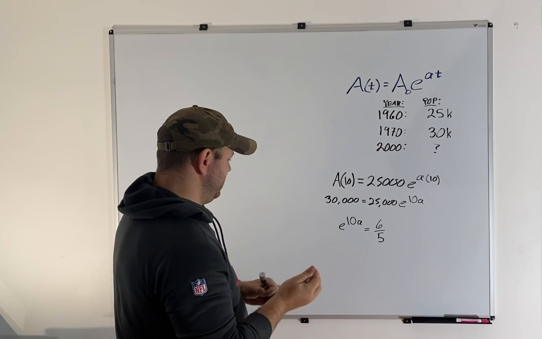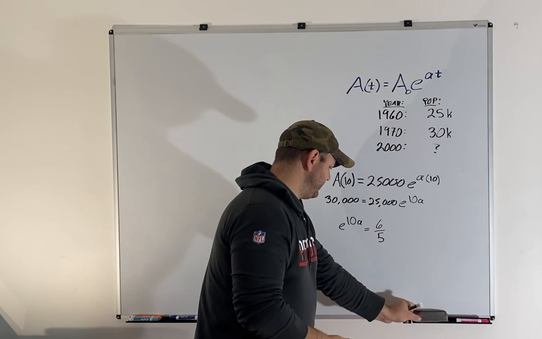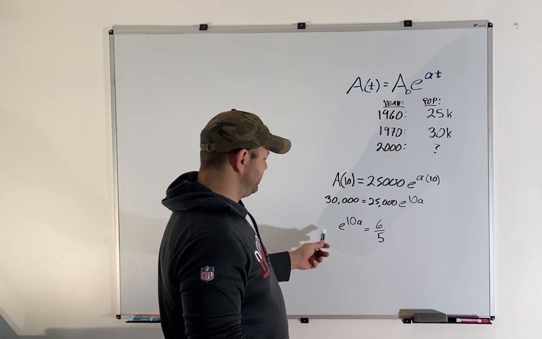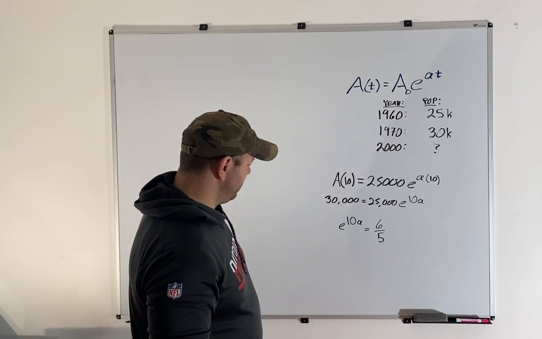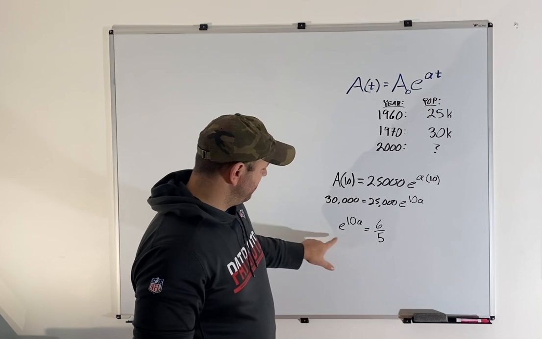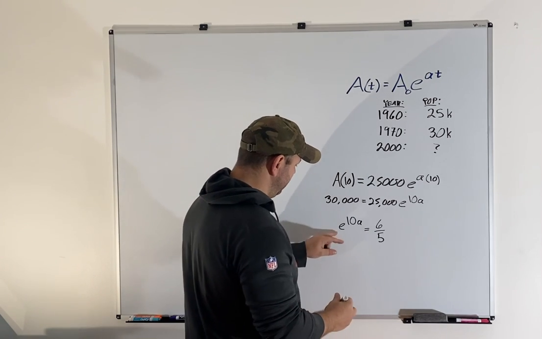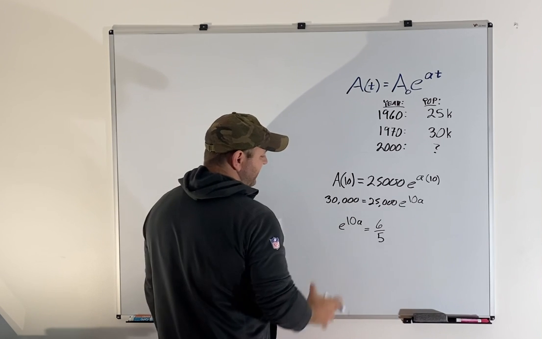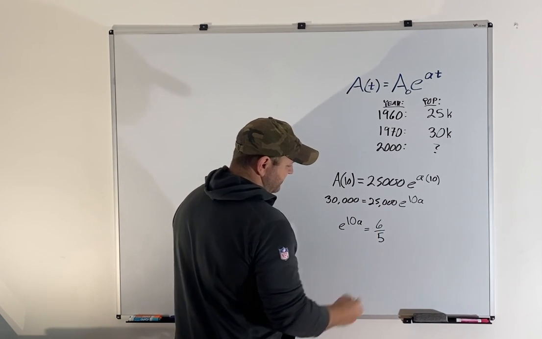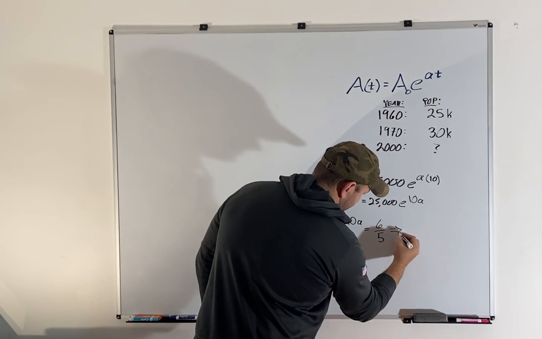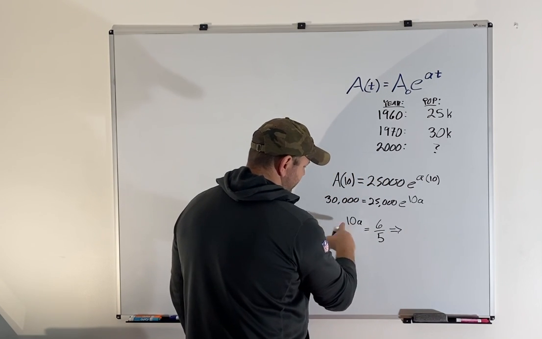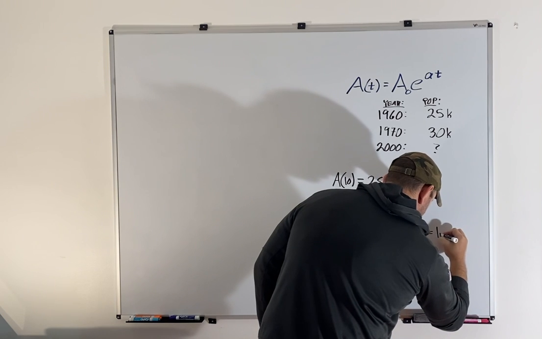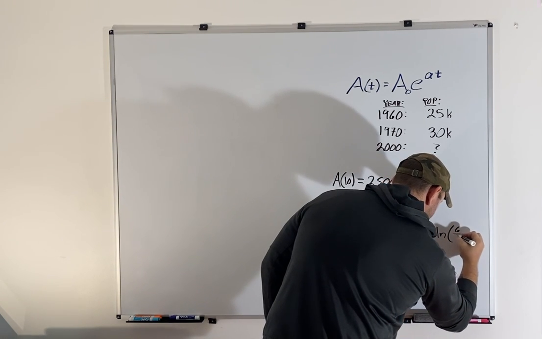Okay, so now we need to get this 10a out of exponential world and bring it back to solvable world. So we're going to take the natural log of both sides. When you take the natural log of e to the anything, you just get the anything, and the other side is going to be the natural logarithm of 6 over 5. So it's going to be 10a equal to ln 6 over 5.